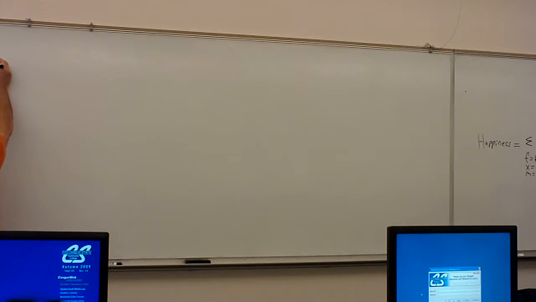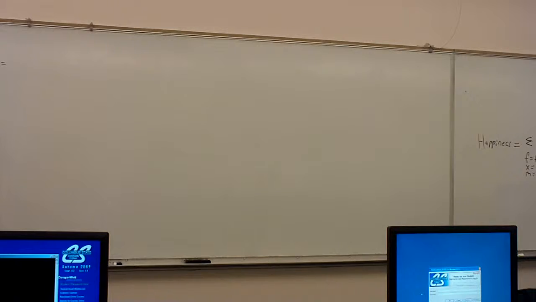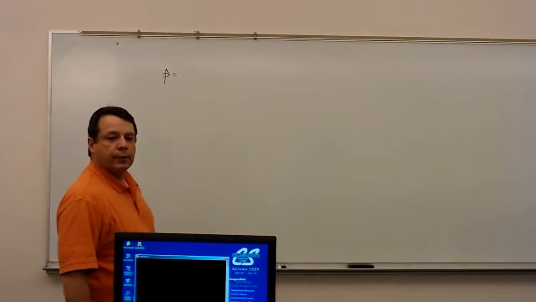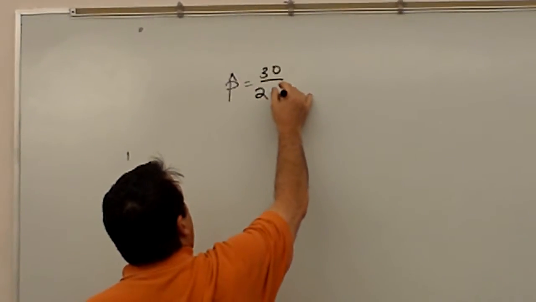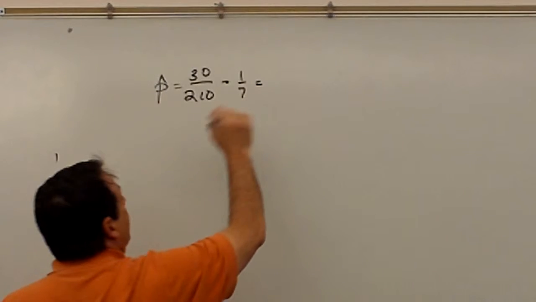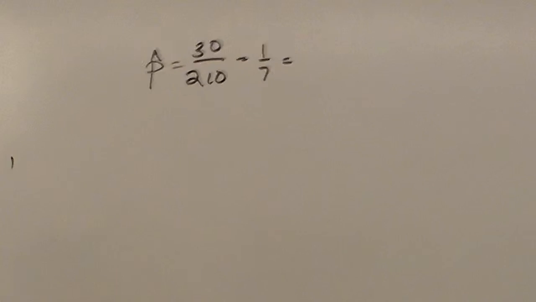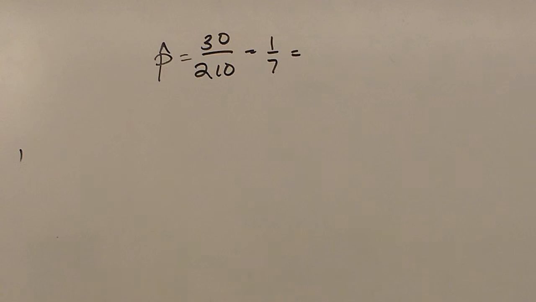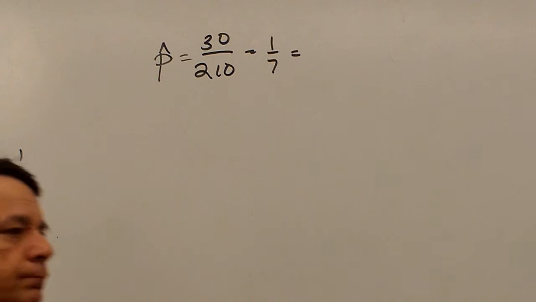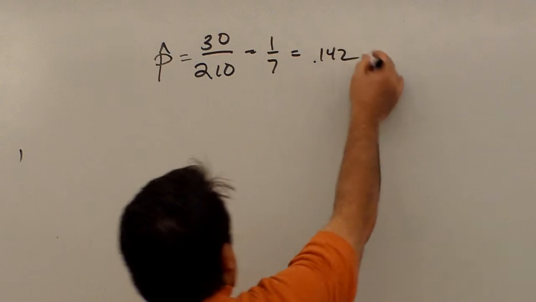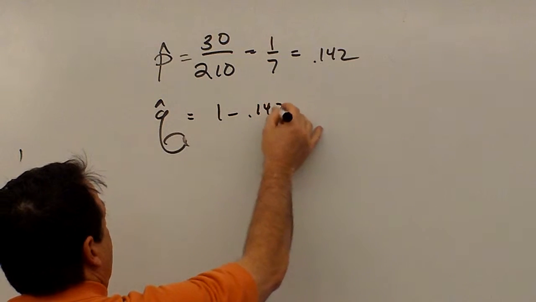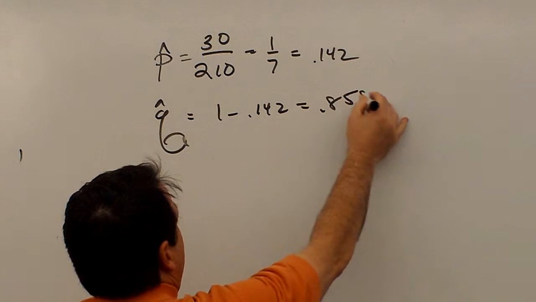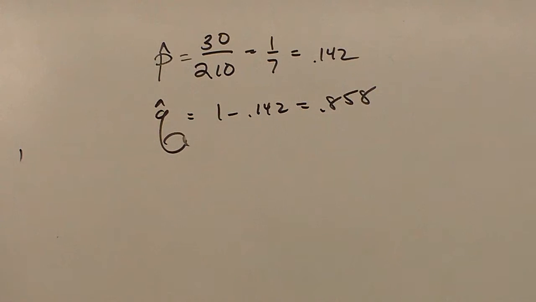P hat, that's my estimate. So how many bagels did I throw out? I threw out 30 out of 210. So it'd be 1 out of 7. And what is 1/7 in decimal? 0.142. So that tells me Q. Q hat is 1 minus 0.142. That's 0.858. Is that right? There's P and Q.